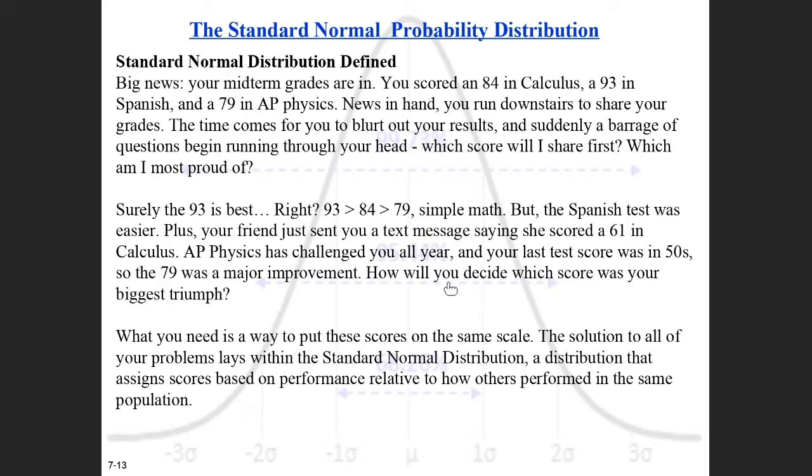AP Physics has challenged you all year, and your last test score was in the 50s, so the 79 was a major improvement. And how will you decide which score was your biggest triumph? What you need is a way to put the scores on the same scale. The solution to all of your problems lays within the standard normal distribution. A distribution that assigns scores based on performance relative to how others performed in the same population.